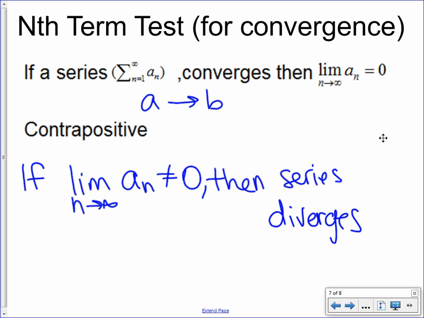Now, if the limit is 0, does that mean it converges? No. The only thing we can take from this is that if we have a series, if the limit of the sequence is not 0, it is not going to converge. It will diverge.